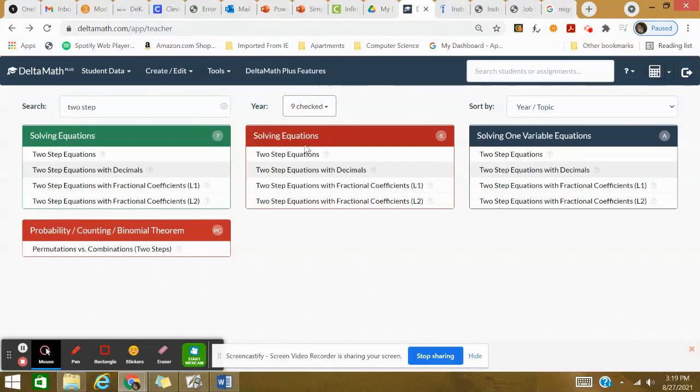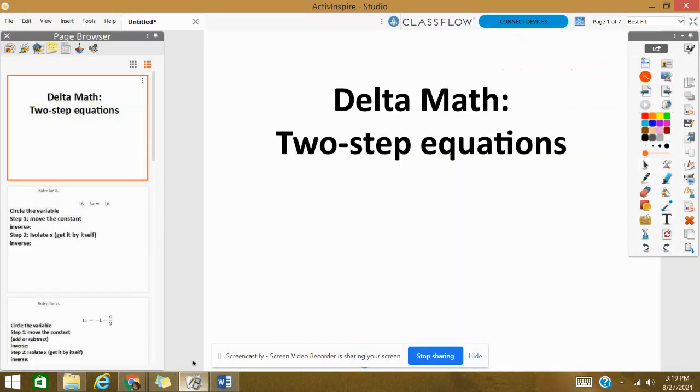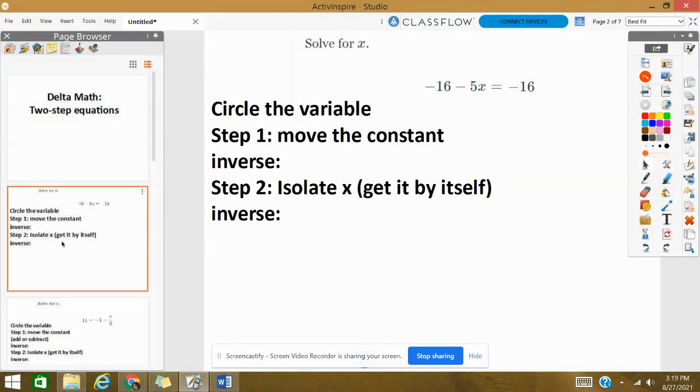Okay, so in this video, we are looking at the two-step equation assignments. You guys are given three different two-step equations on Delta Math, and so I'm actually going to go through and model several examples.